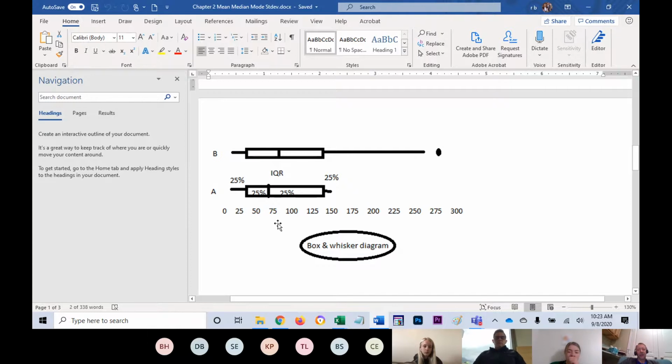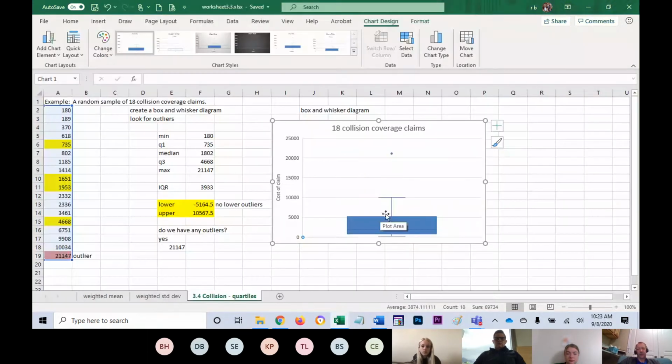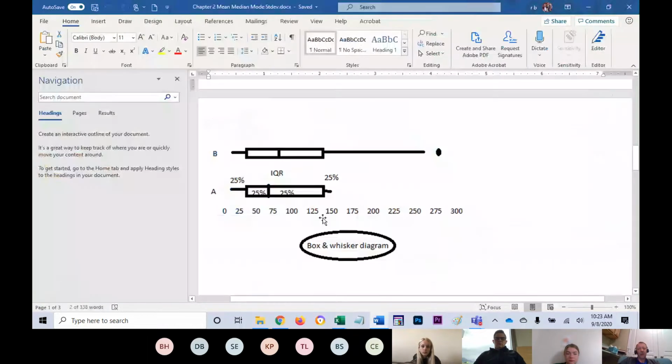Okay, so the idea, these are two different box and whiskers, and I don't care if you do them horizontally or vertically. Probably on paper, it's easier to do it horizontally than vertically, but you can do it either way. It doesn't really matter to me. But here's how I want you to do this.